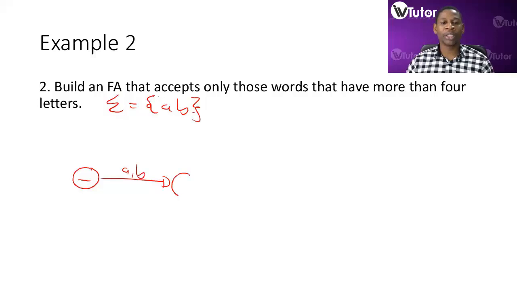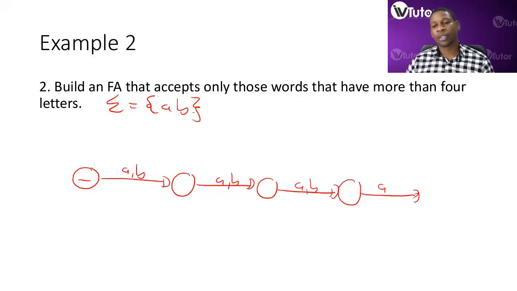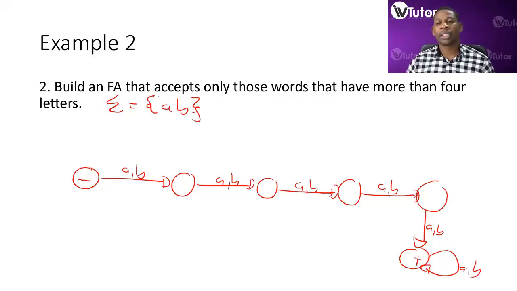So you can have A or B here. You can have A or B there. You can have A or B there. You can have A or B. So it's 1, 2, 3, 4. Words that have more than 4 letters. So we need to have another one, A or B. And then once you're here, you can have A or B, like that. So we have 1, 2, 3, 4, but the condition says more than 4 letters, so more than 4 starts at 5. So this becomes the finite automata for this machine.